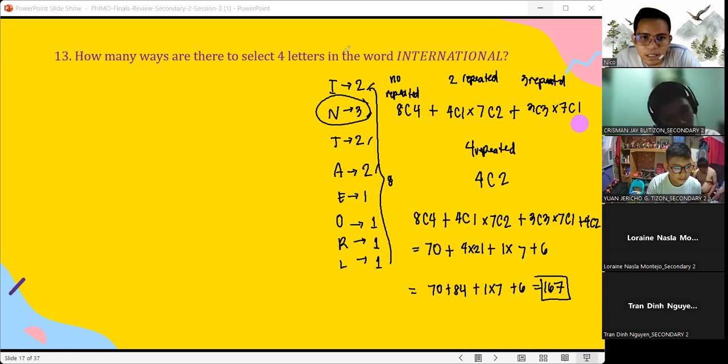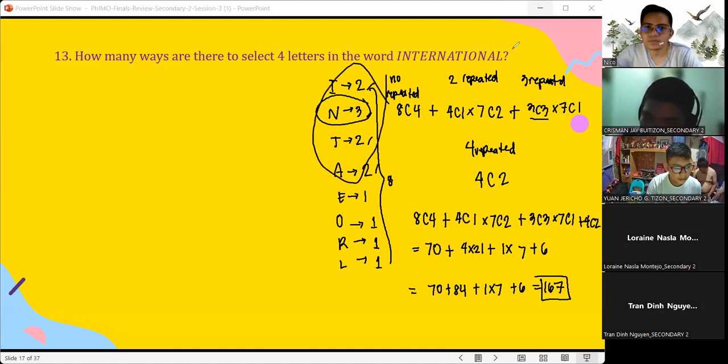So how many letters are there in total? 8. So if no repetition, out of 8 you choose 4, correct? If there's one repeated, out of 7, you choose 2, and then the other one is repeated, so it's 4C1 because of the 4 choices in there. Then this is 1C1 times the 7C1, because out of 7 choices that you have, you're going to get 1. Then for 4 repeated, it's 4 choose 2. Okay. So it's a bit complicated, but I think you'll manage.